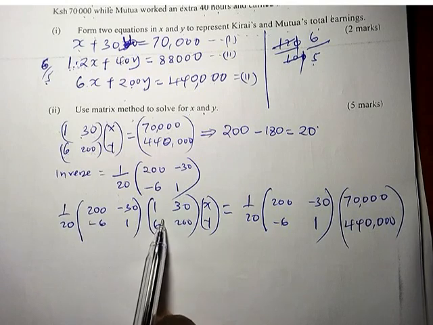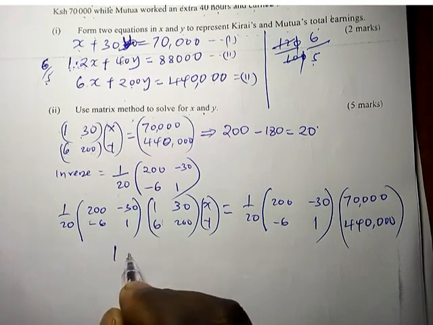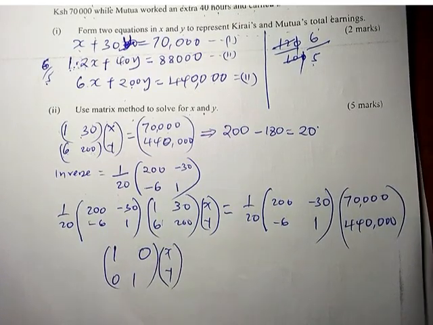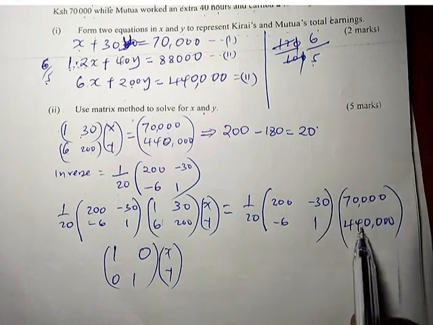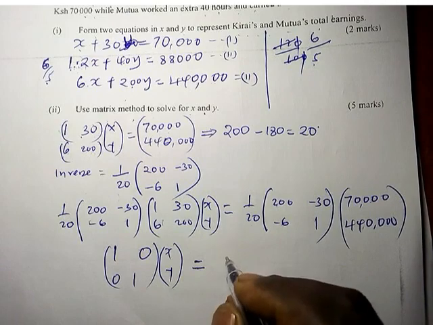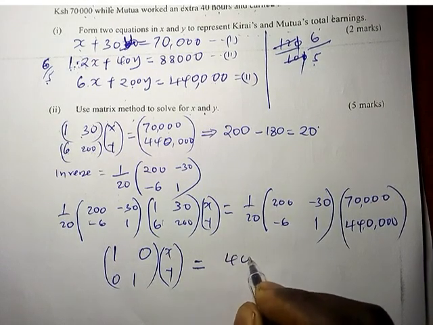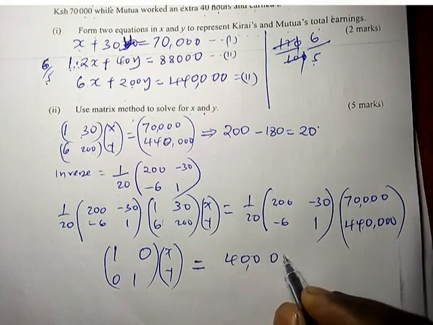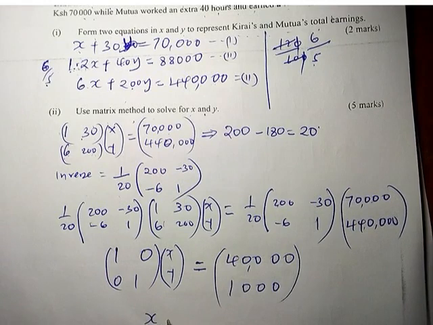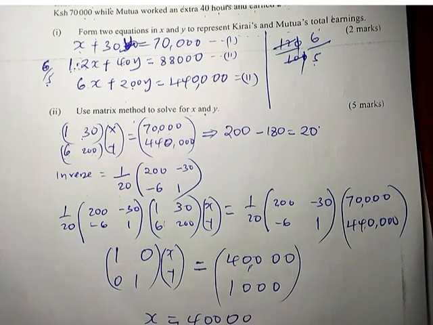An inverse with the matrix is going to give us the identity matrix 1, 0, 0, 1, times xy. So multiply this times this, then 5 times that, and that one is going to give us 40,000 and 1,000, meaning that x is equal to 40,000, y is equal to 1,000.